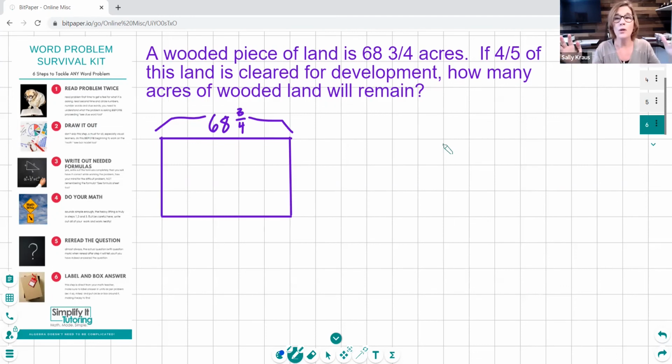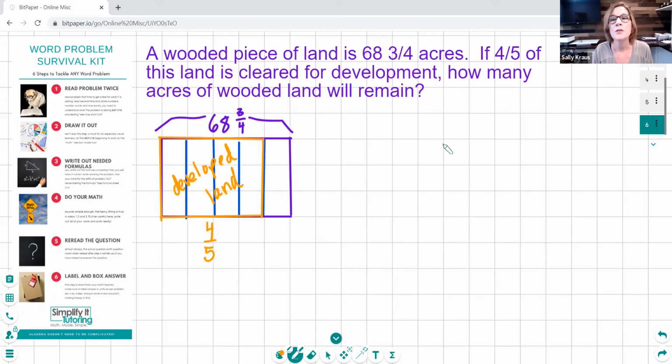The whole piece of land is 68 3/4. And we're going to take 4/5 of it for development. We're going to turn it into condos or something. So 4/5 of the land is going to be used for development. So I divided the whole rectangle into 5 sections, and 4/5 of that is going to be developed.